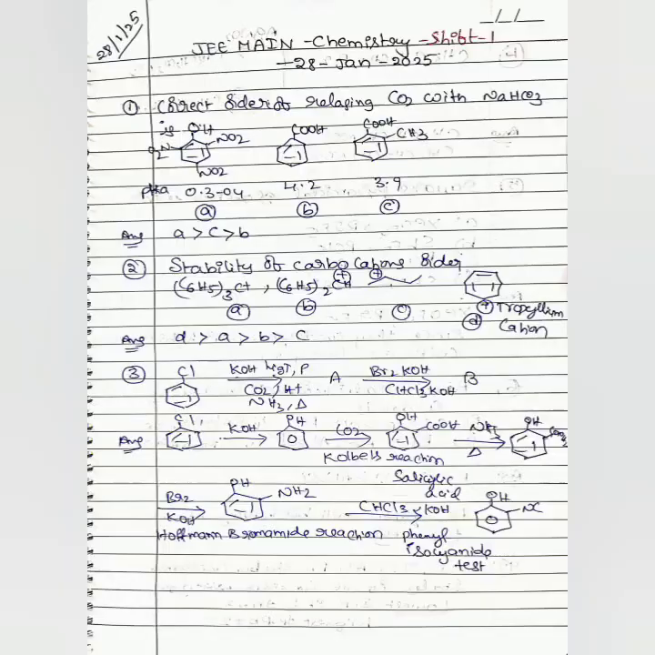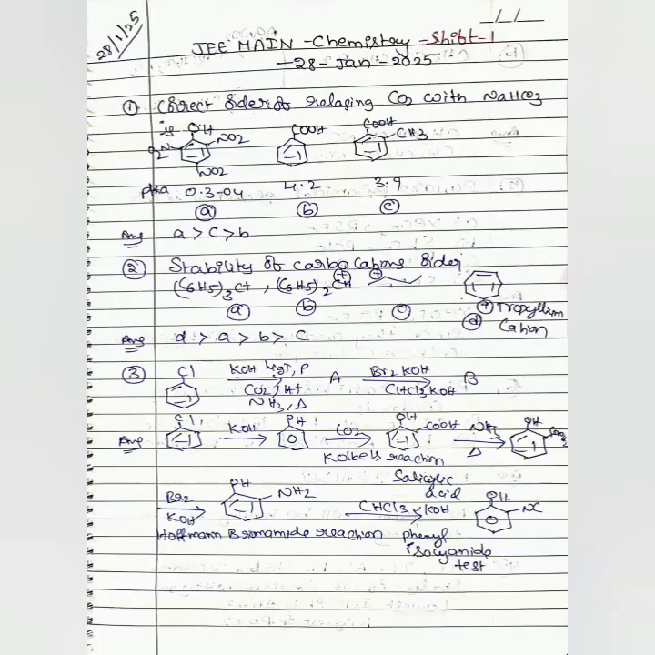The first question, the correct order of releasing CO2 with sodium bicarbonate. Indirectly they are asking for the acidic character. Picric acid, we know it is more acidic when compared to benzoic acid. Among benzoic acid and ortho-methyl benzoic acid, due to the ortho effect, ortho-methyl benzoic acid will have more acidic character. So the correct order is A greater than C greater than B.